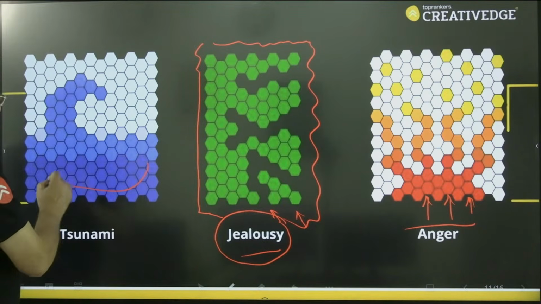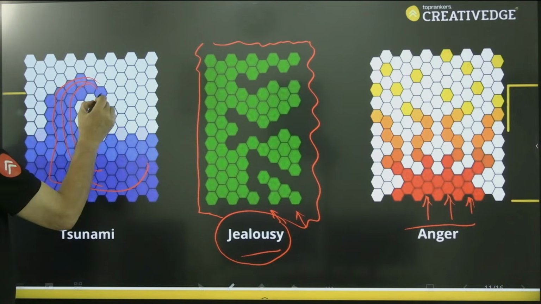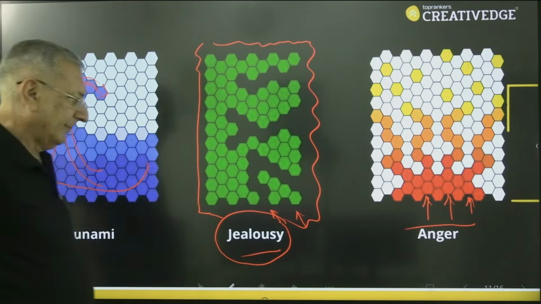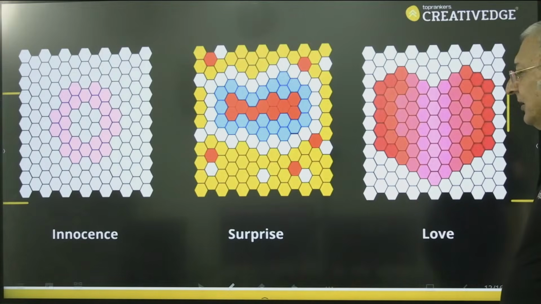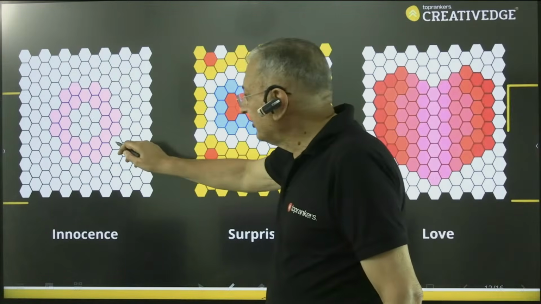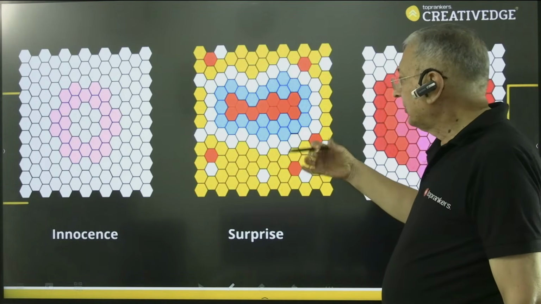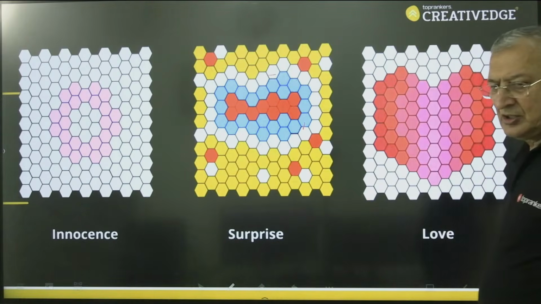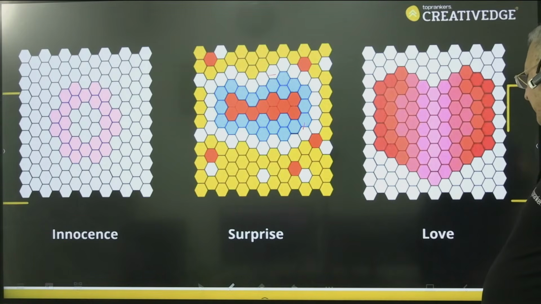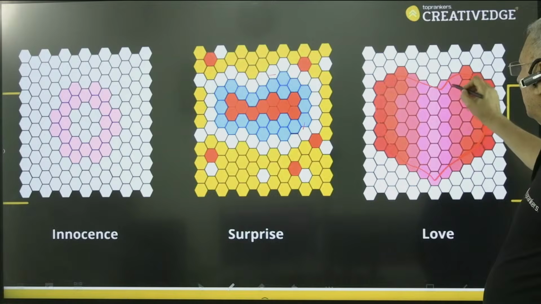Tsunami: dark blue, a little light blue, but going into waves. Innocence, just the baby pink color. Surprise, a little red into blue plus light orange or yellow ochre. Love, a little reddish, pinkish sign of love, that is heart.